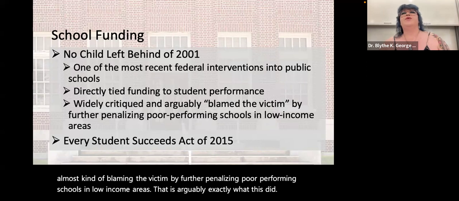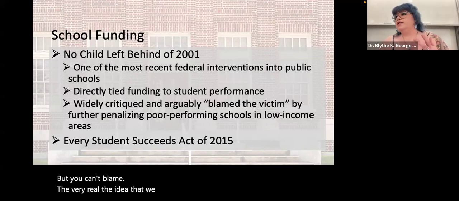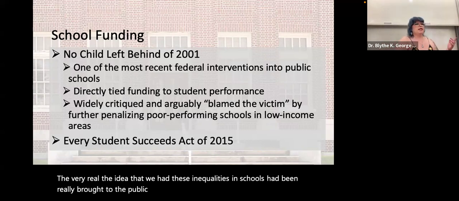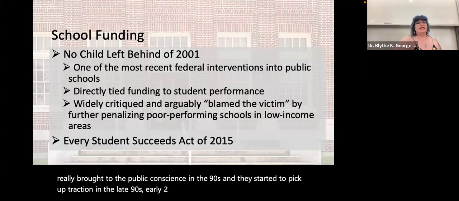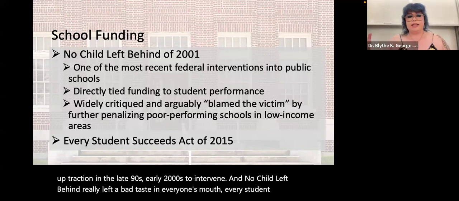But you can't blame the very real idea that we had these inequalities in schools had been really brought to the public consciousness in the 90s, and they started to pick up traction in the late 90s, early 2000s to intervene. And No Child Left Behind really left a bad taste in everyone's mouth. Every Student Succeeds Act is a more recent example.